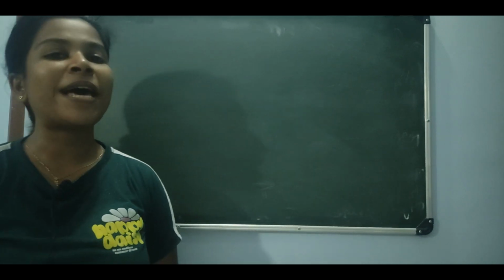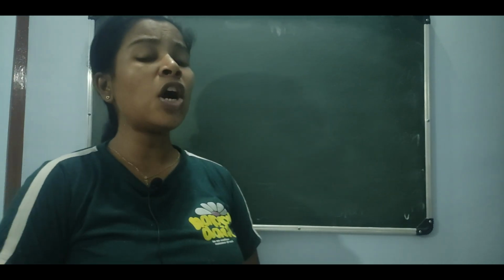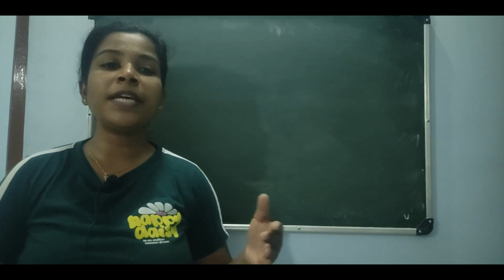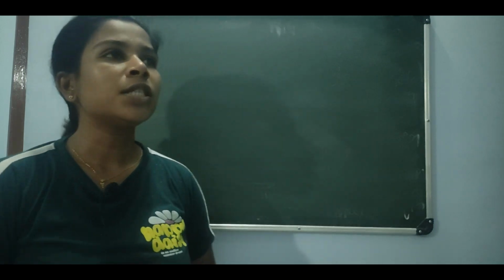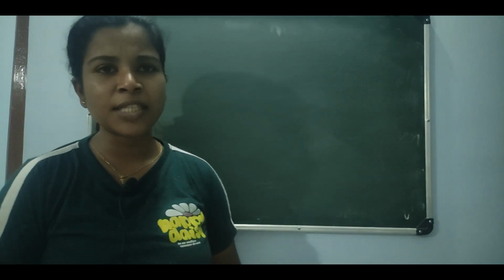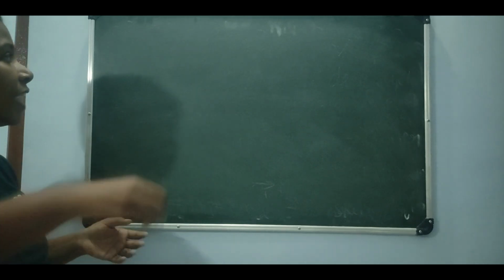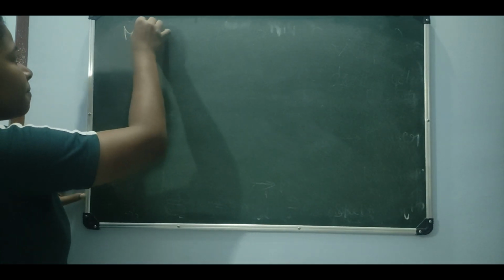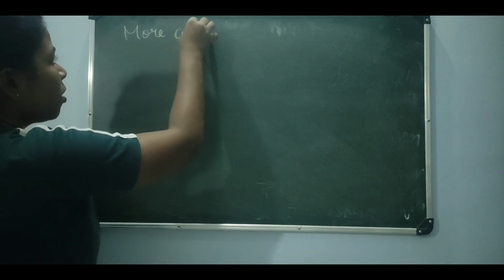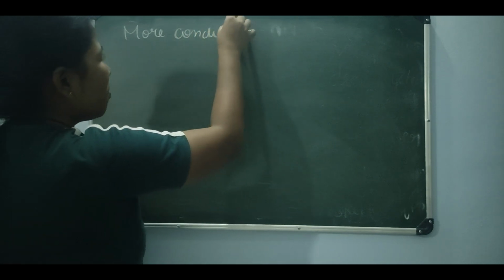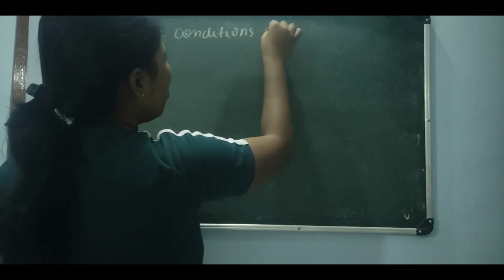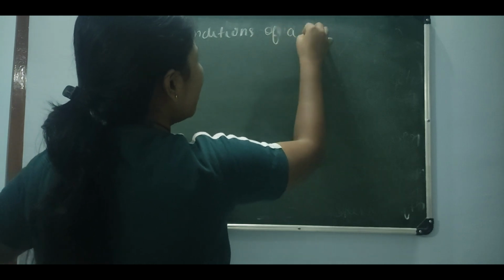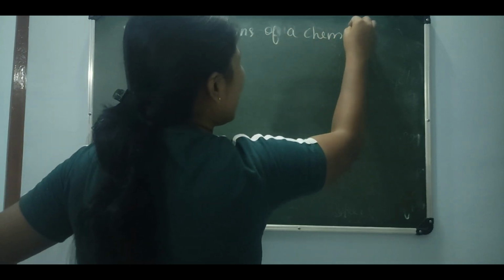So we learned how to balance a chemical equation. All right, we learned to balance a chemical equation using the hit and trial method. Okay, that part is clear, right? So now let's see some more conditions of a chemical reaction.